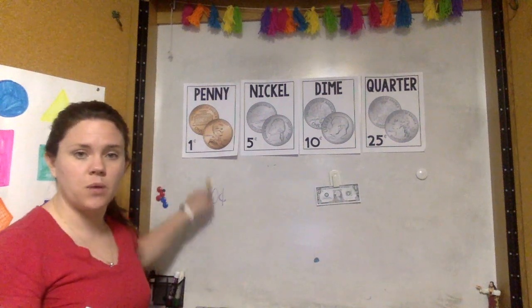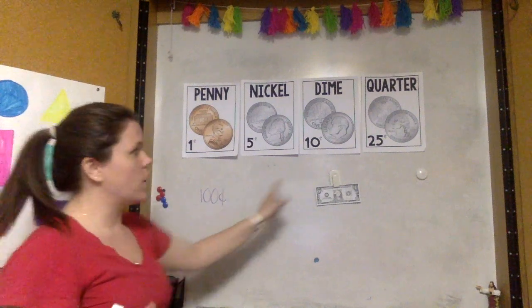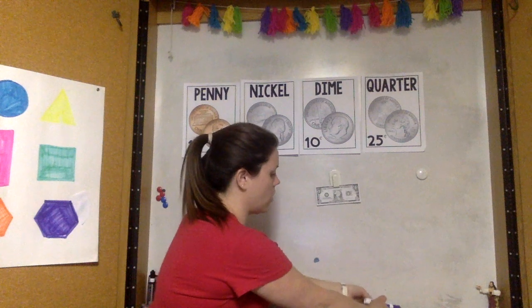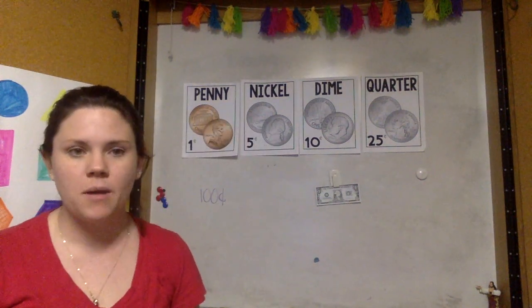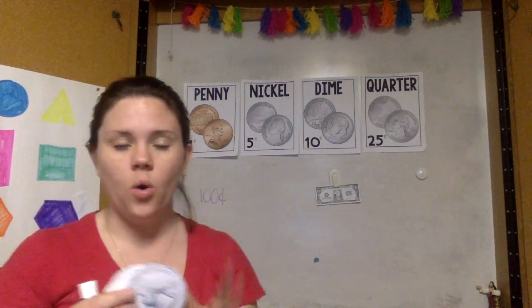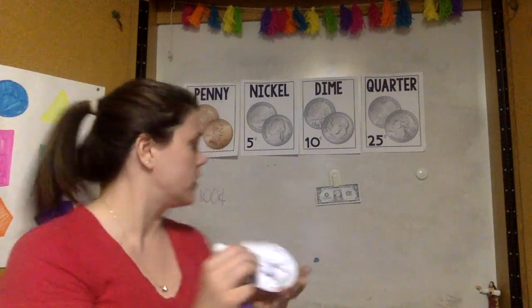So 100 cents could be 100 pennies. It could be 10 dimes. 100 cents could be 4 quarters. Because we know that quarters is the same as 1/4, right? That's a great way to remember it. Quarter means 1/4. And when we're talking about money, right, and coins, there are 4 quarters in $1.